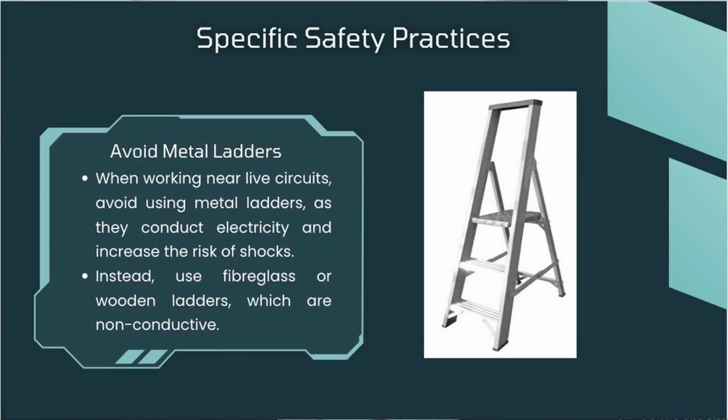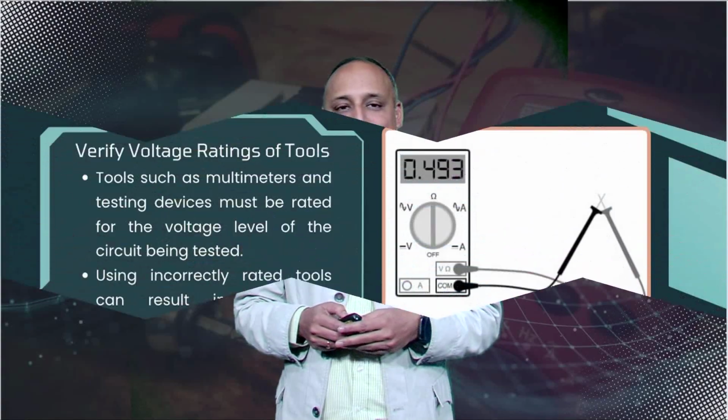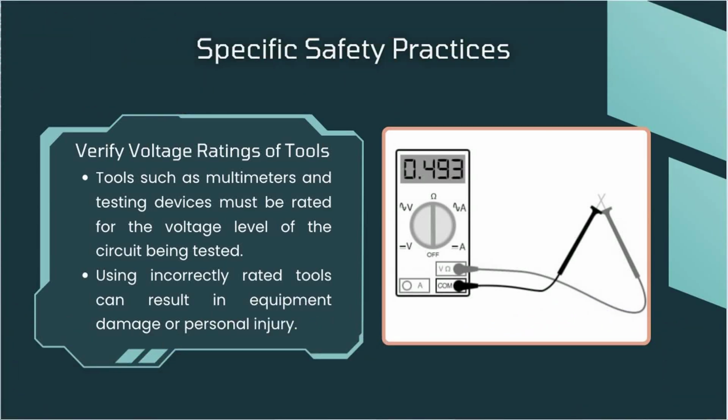Avoid metal ladders. When working near live circuits, avoid using metal ladders as they conduct electricity and increase the risk of shocks. Instead, use fiberglass or wooden ladders, which are non-conductive. Verify voltage ratings of tools. Tools such as multimeters and testing devices must be rated for the voltage level of the circuit being tested. Using incorrectly rated tools can result in equipment damage or personal injury.